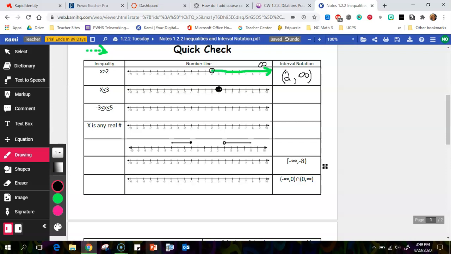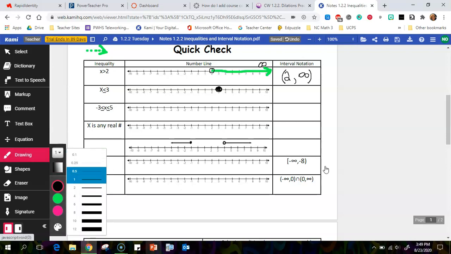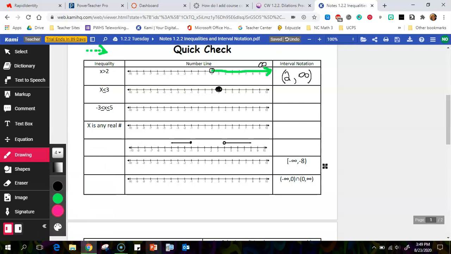And then I need to figure out which way I need to go with my arrow. Do I go to the left or do I go to the right? Well, this arrow right here is going to the left. So I'm going to pick a different color and draw my arrow. And you don't have to go all the way to the end as long as you draw an arrow on the end like that. And then I need to do this in interval notation. Actually, I think I'll keep that same color.